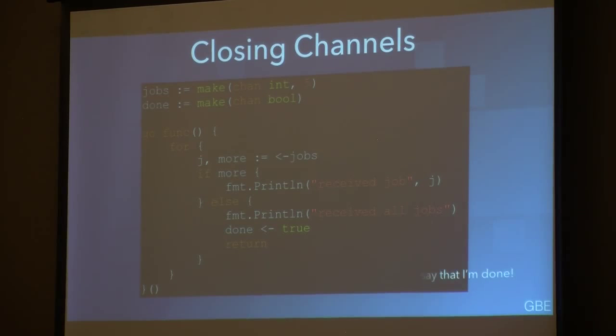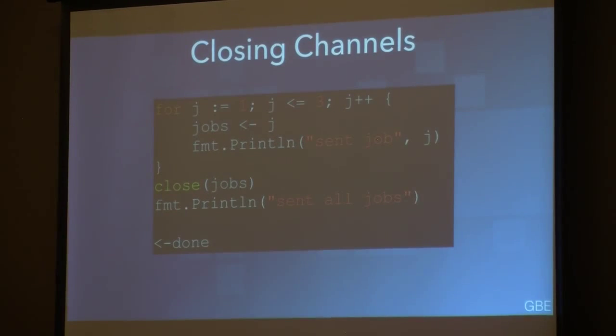So I'm saying if there are more jobs, so if the channel is open, receive something from j. If more is false, meaning the channel is closed, I'm going to assume that all the jobs are gone, and I'm going to send true to the done channel, which drops me out of this. And then send all the jobs to the worker, close the channel, block and wait. Whenever that worker's done, I'll receive that message and move on.